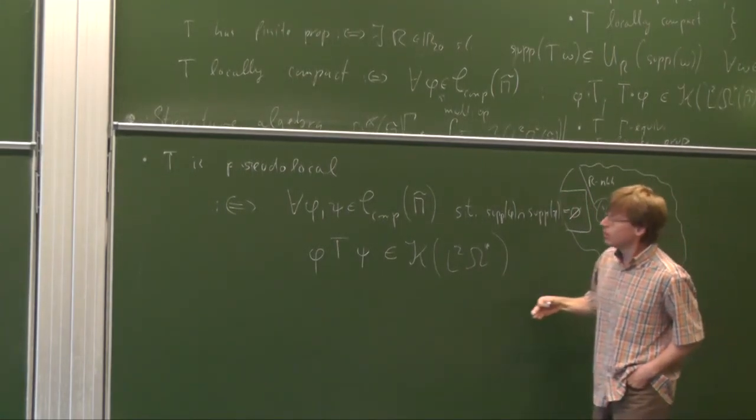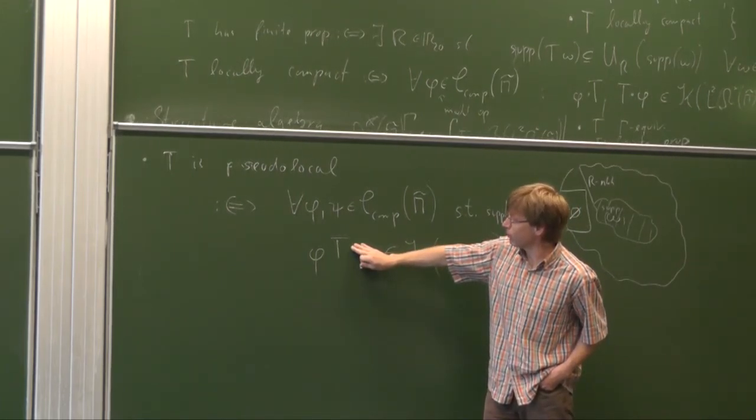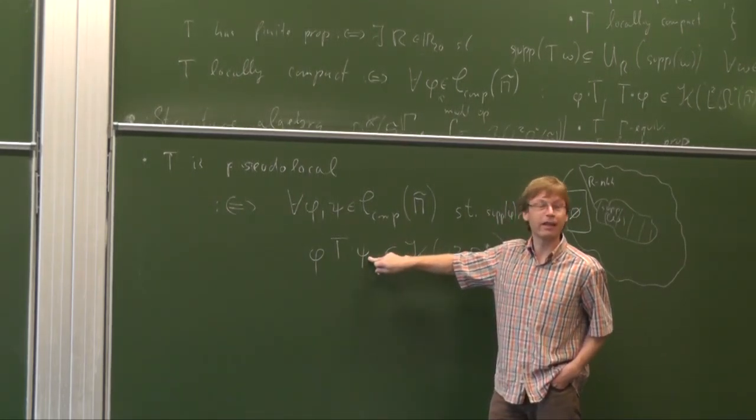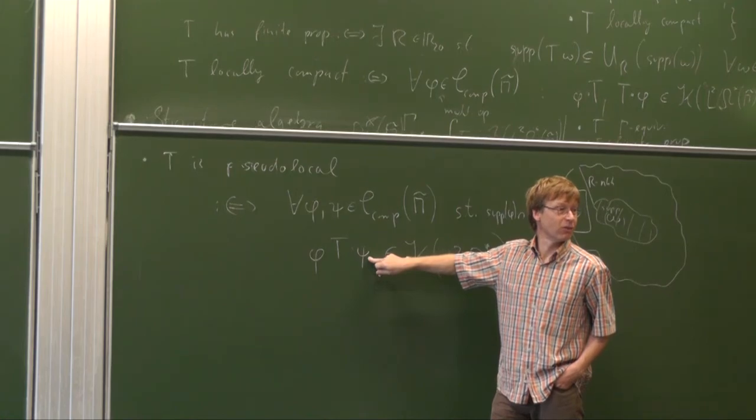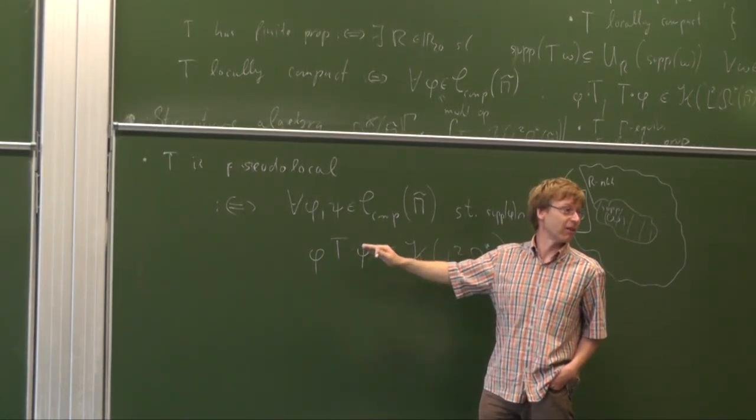You see that's a weaker condition. If this operator is compact, then the composition with anything else is still going to be compact. So everything in C star is certainly also in D star. But not necessarily the other way around.